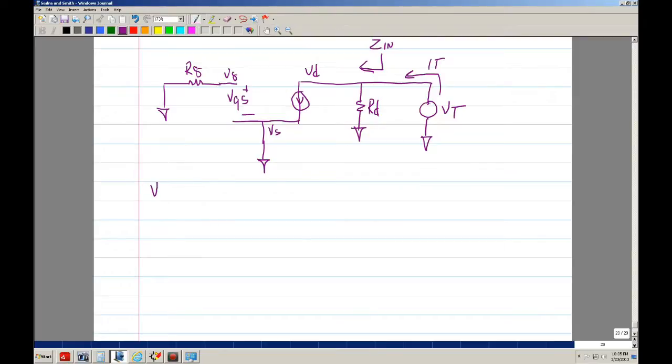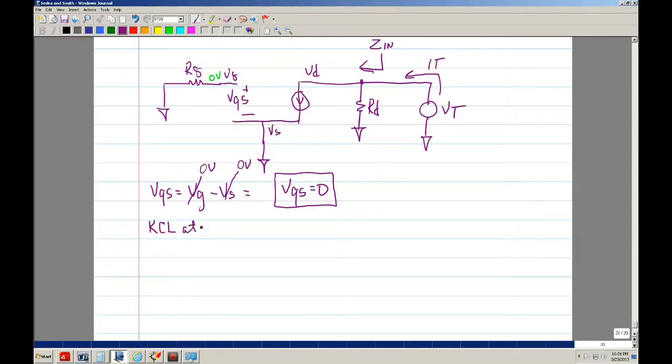Again, try to define VGS, and again I like to break it up into this. VG, no current, so basically it's going to be 0 volts. And then if we look in here, VS, and notice it's connected to ground. So that's 0. So then VGS equals 0 volts. Okay. So that's already defined. Okay. So now we have it. Now we want to do a KCL at the drain.